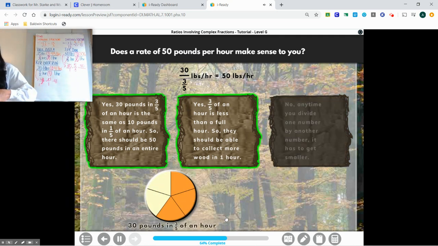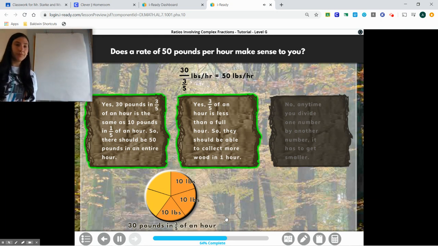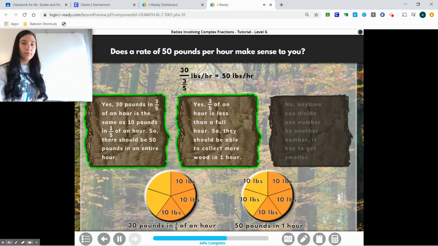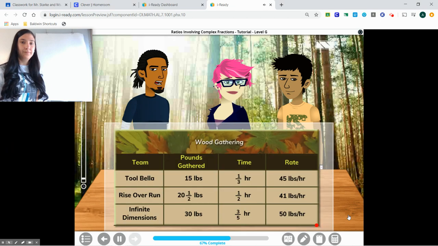We can collect 30 pounds in 3/5 of an hour. We would totally be able to collect more in an entire hour. More time means more wood. Also, if we divide 1 hour into fifths, we can split up the 30 pounds among 3 of them. That's 10 pounds of wood each. That means the remaining fifths would get 10 pounds too, for a total of 50 pounds in 1 whole hour. Our answer totally makes sense. So I guess we are recording these numbers correctly.